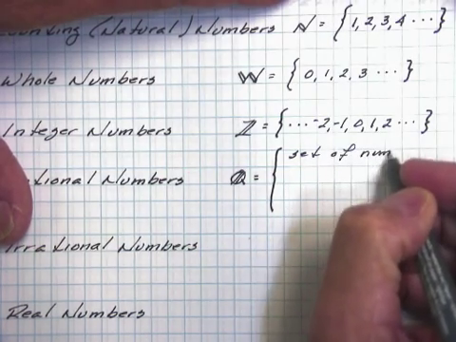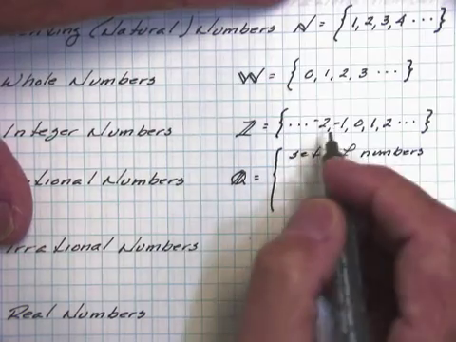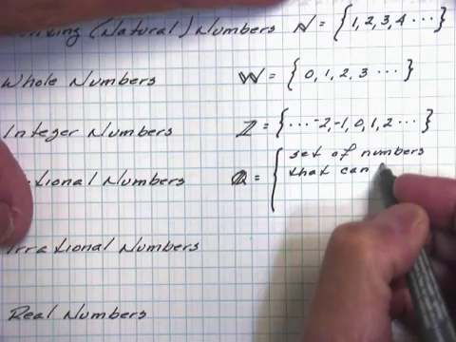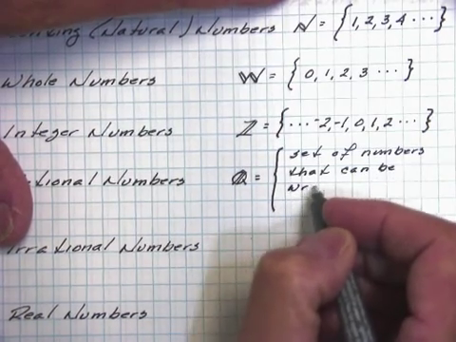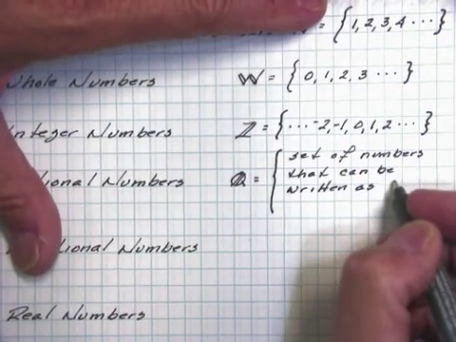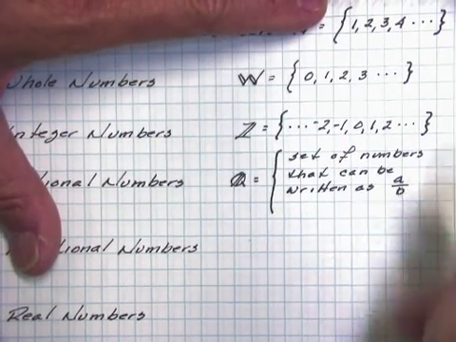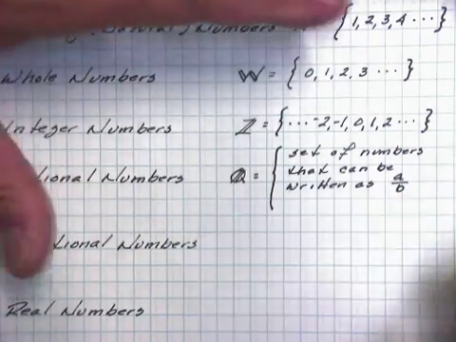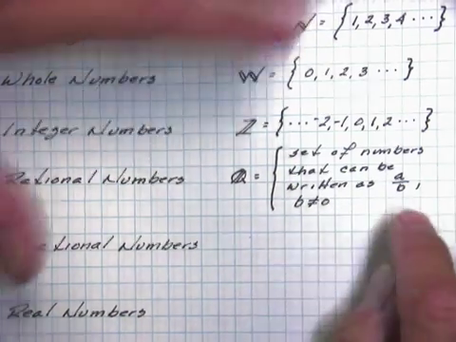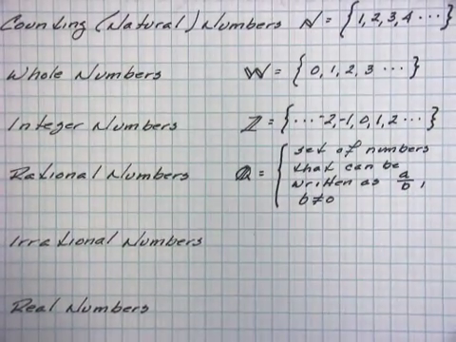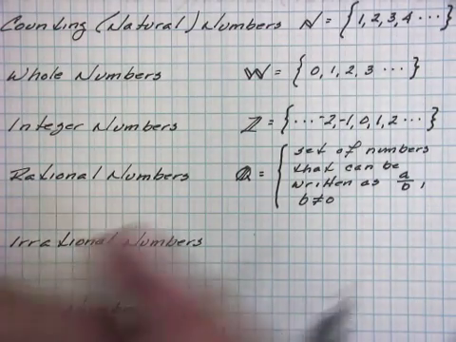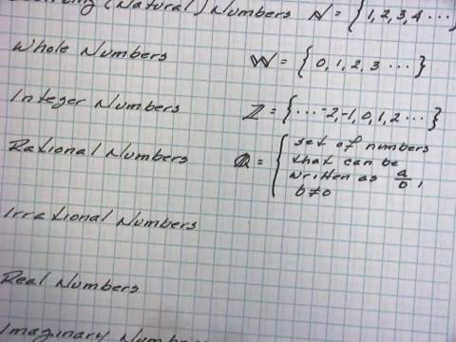Set of numbers that can be written as a fraction. Now, I could write fractions, but typically you just see this written as A over B. So that's a fraction, A in the numerator, B in the denominator, with one small caveat, and that is B cannot equal 0, because you can't divide by 0. So that's the set of numbers that can be written as A over B. That's your rational number set.